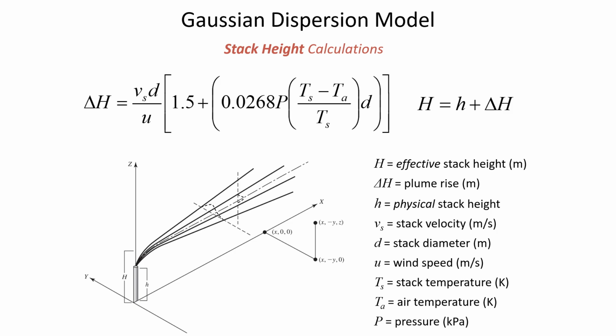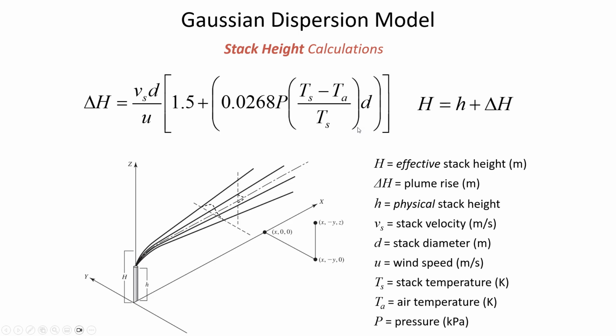Okay, we also have a formula that allows us to calculate how much the plume rises. Remember, the exhaust that comes out of a smokestack is generally much warmer than the surrounding air. And so if it's warmer, it's going to rise. And the question is, how quickly is it going to cool off?